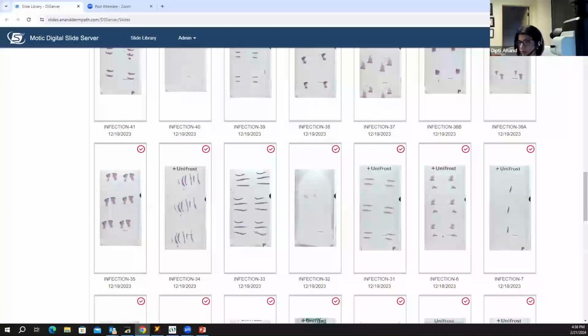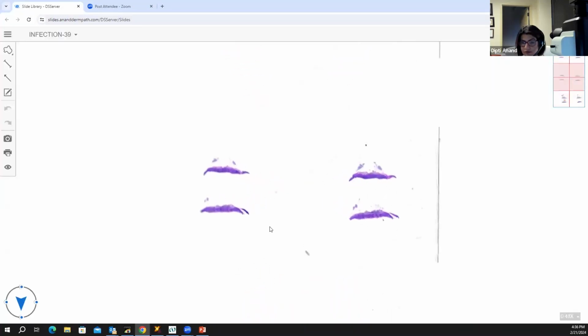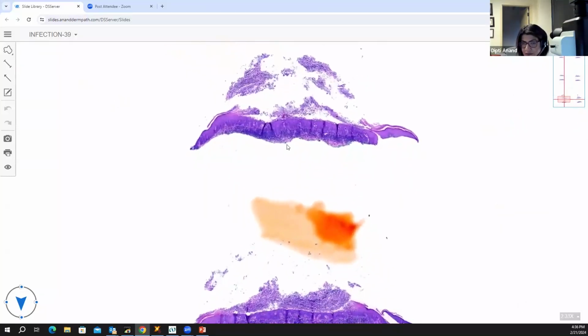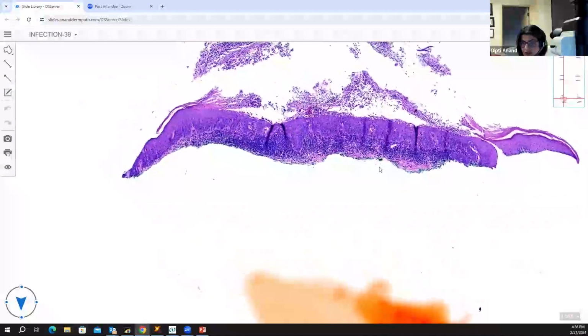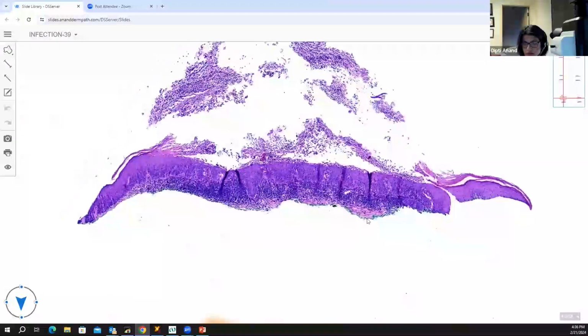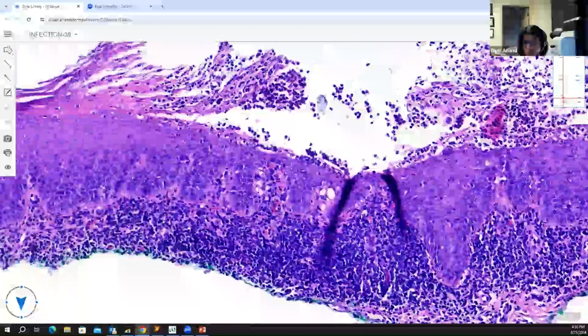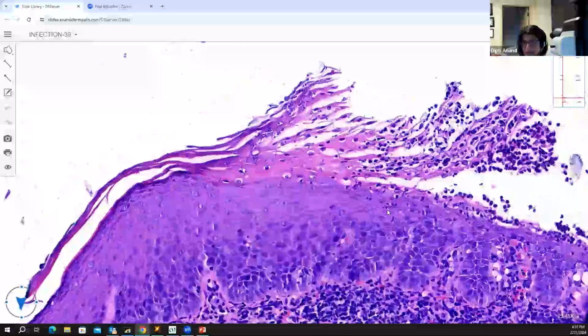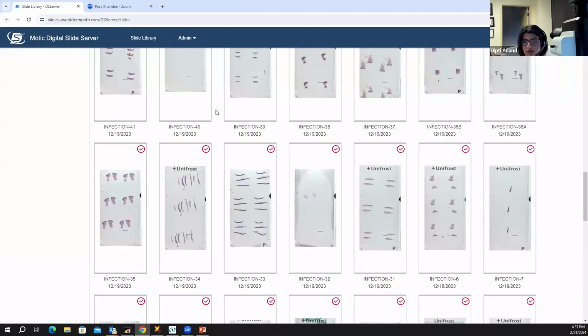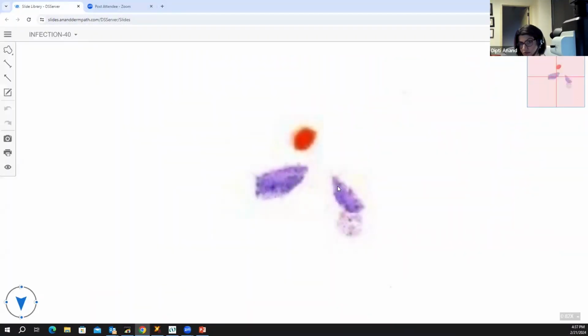So I'll show you more examples. So this is another example. Here you can see how densely inflamed it looks. It looks lichenoid, with lots of purulent inflammation. And you can see the nice organisms in here. You can see the spores on the top and these pseudohyphae oriented perpendicular to the epidermis. So that's Candida infection. Let's see more examples of it.